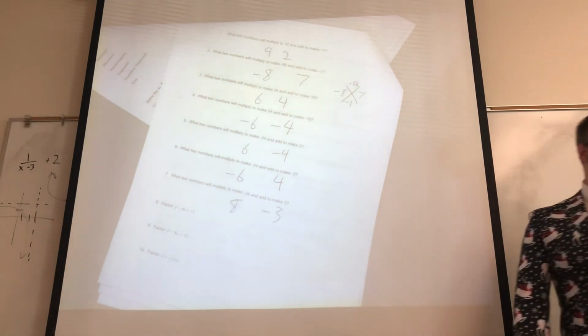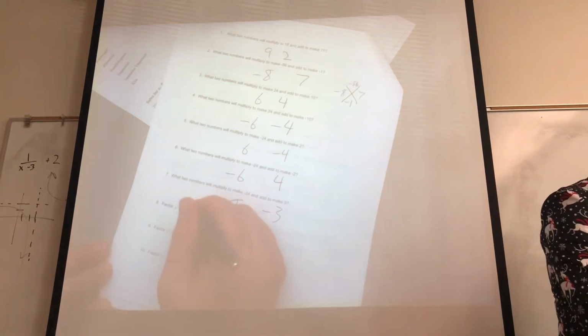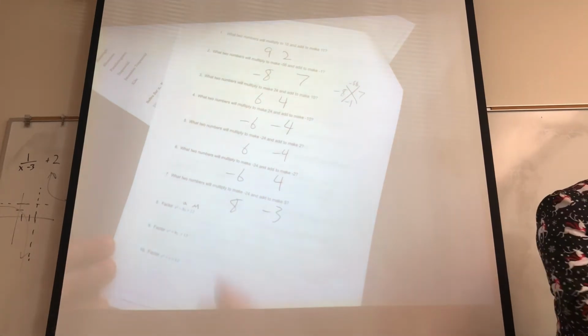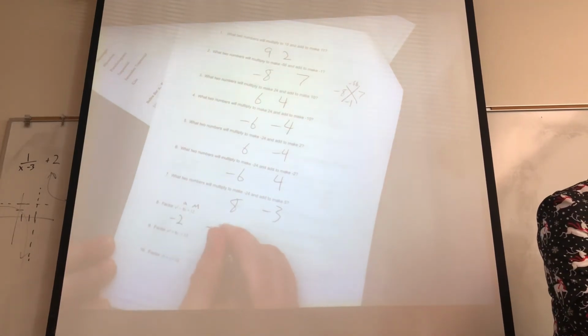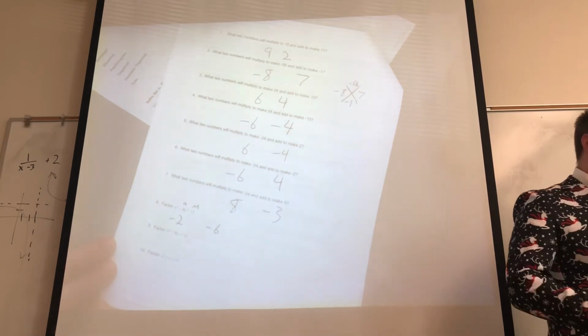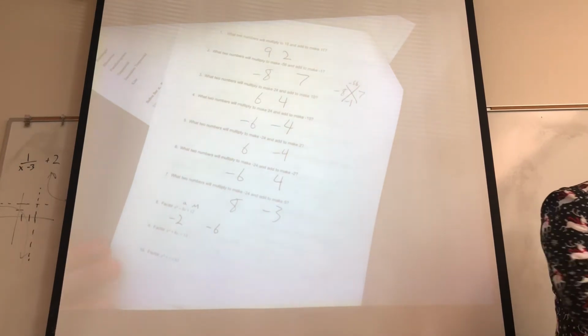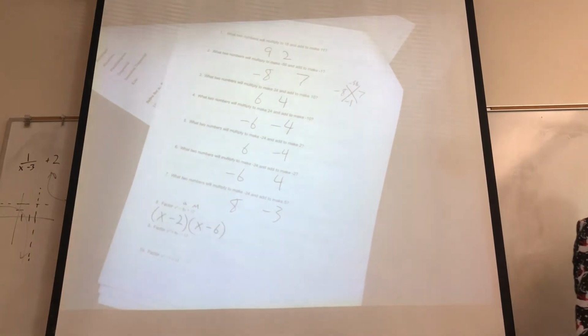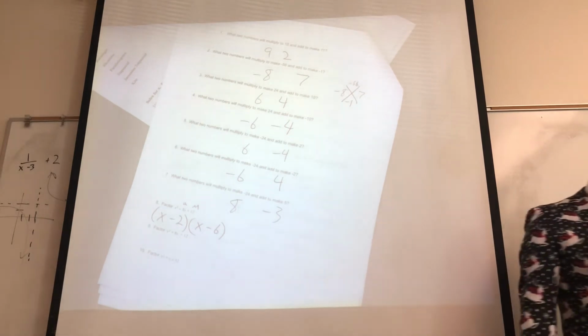This is asking you to do the same thing. It's what's going to multiply together to make 12 and add together to make -8. In this case, it's a -2 and a -6. But because we're doing factoring quadratics, that's going to be x minus 6 and x minus 2. Okay, so it's going to end up slightly different.